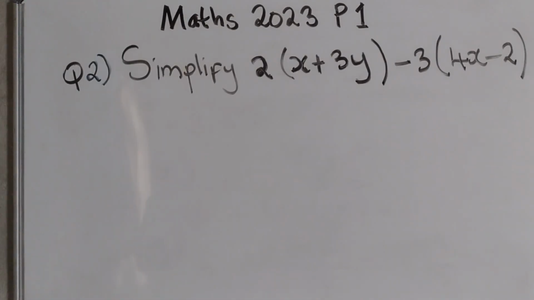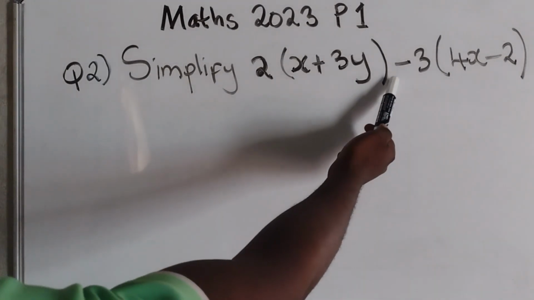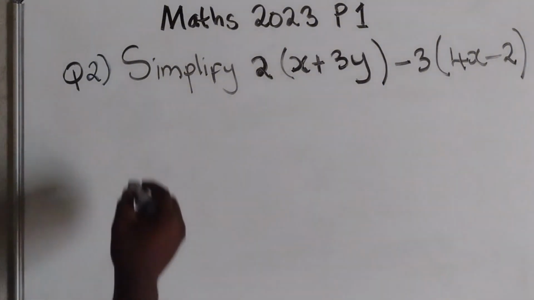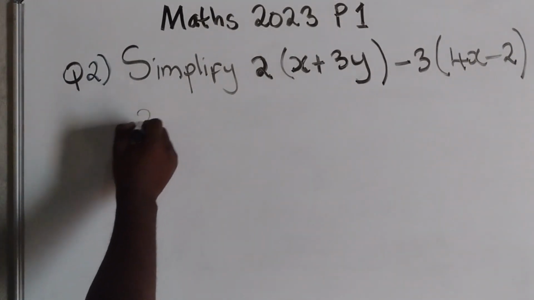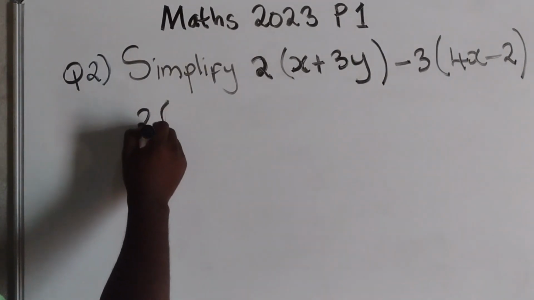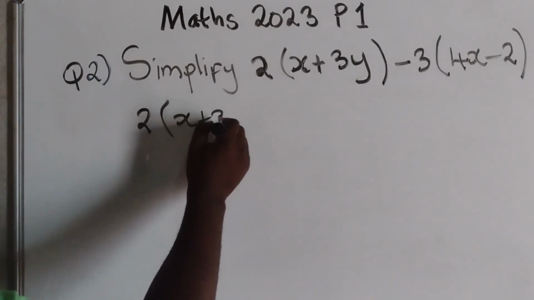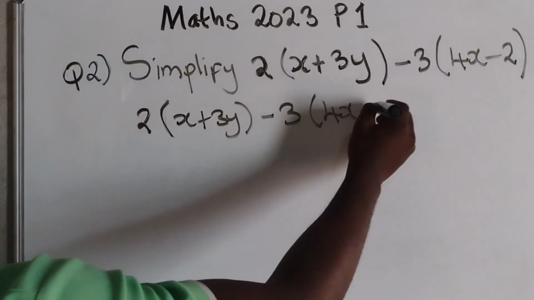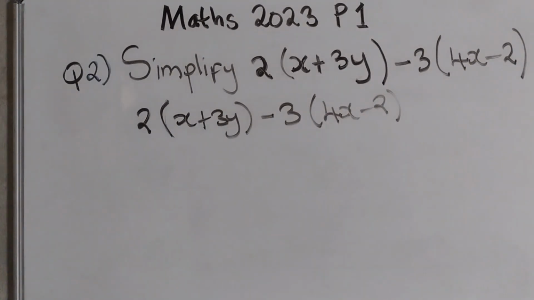We now come to question 2. The question reads, simplify 2 outside the brackets, then inside you have x plus 3y, minus 3, and inside the brackets we have 4x minus 2. So how can we simplify this? First thing, we are going to rewrite our question, which is 2, then x plus 3y, minus 3, then 4x minus 2. Now what are we going to do? The most important thing there is to open the brackets.